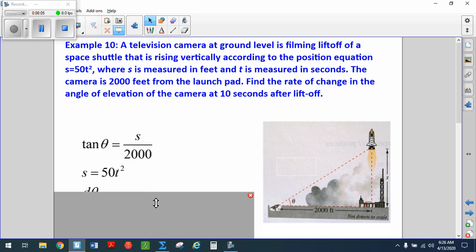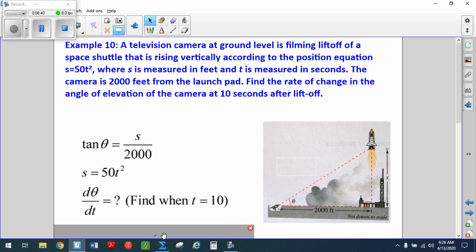The other thing that I know is s is equal to 50t squared. So in this second equation, s equals 50t squared, s is an explicit function. But in the original equation, we just wrote tangent theta equals s over 2,000. s is an implicit function. We want to find, let's see, what rates do we know? Find the rate of change of the angle. So we need d theta/dt. We're going to find that when 10 seconds have passed.